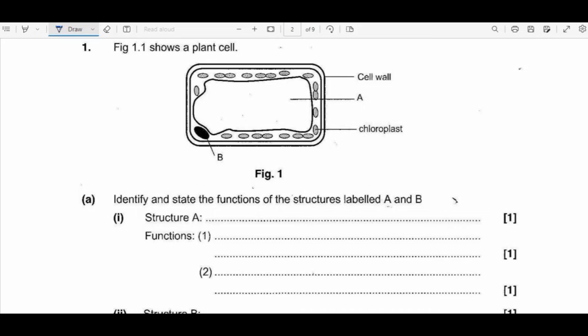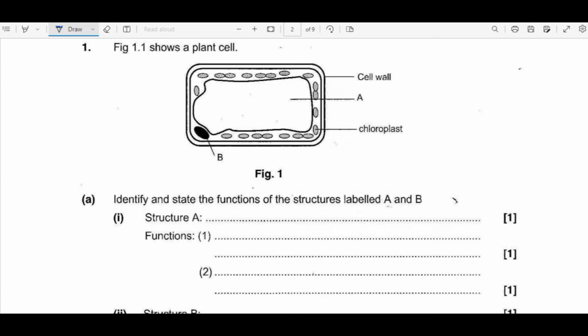So the life of a living organism, whether a plant, animal, whatever, as long as it is a living organism, it all depends on a cell. We have been given some parts here. We have a cell, we have structure A, chloroplast, and the structure B. Now question 1, which is A: identify and state the functions of the structures labeled A and B.